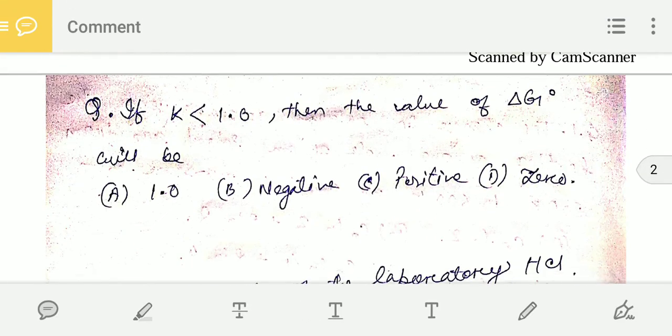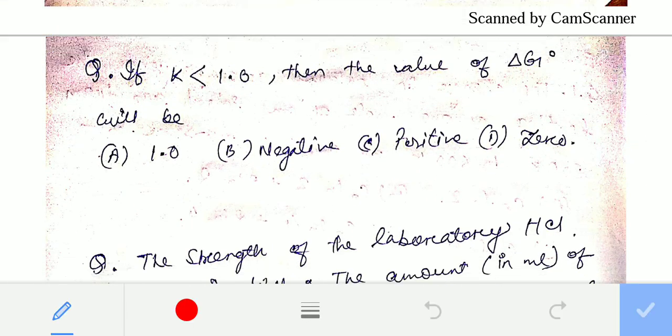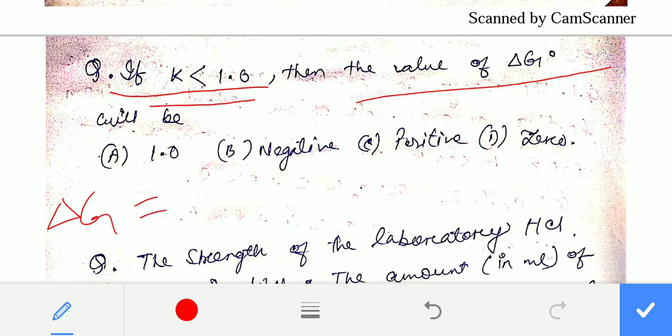In this question, if K is less than 1, then what will ΔG naught be? This is a question from chemical equilibria, and we know that ΔG naught can be given as ΔG naught equals minus RT ln K. This is the expression for ΔG naught.